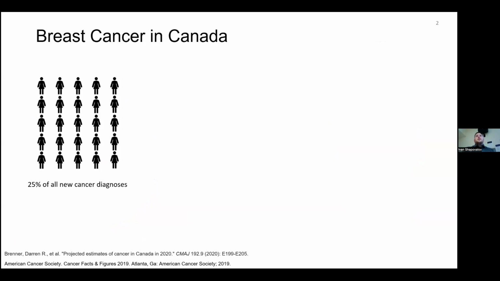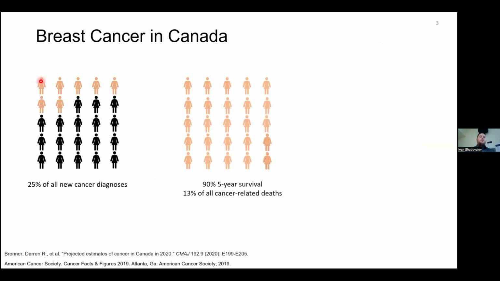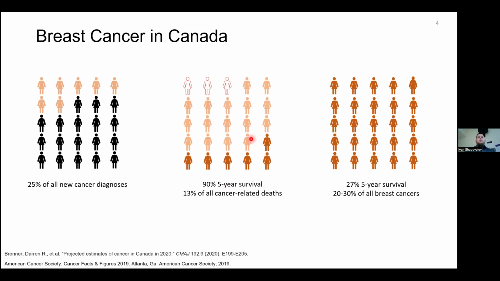In Canada, breast cancer accounts for 25% of all new women's cancer diagnoses every year. And of those women diagnosed with breast cancer, even though the average survival is fairly good, still about 10% will succumb to that disease within 5 years of diagnosis. And also among those with breast cancer, about 20 to 30% will develop metastatic disease. And now among those with metastatic disease, about 70 to 80% will die in 5 years.